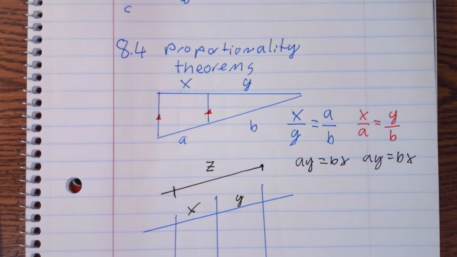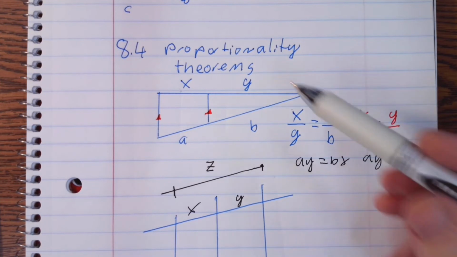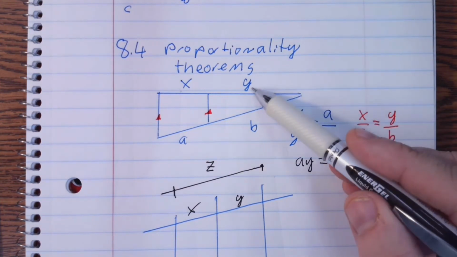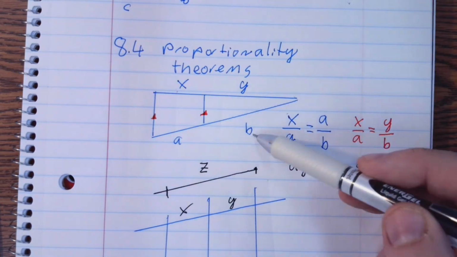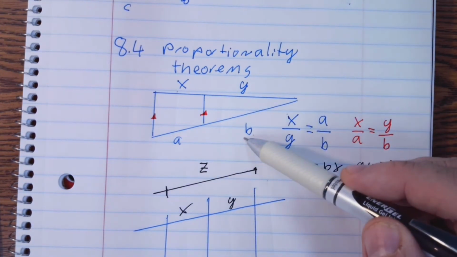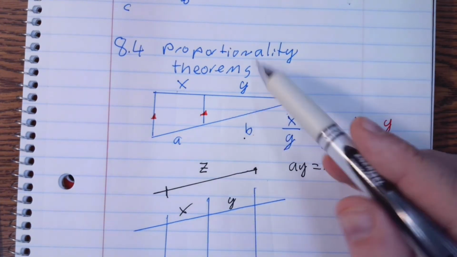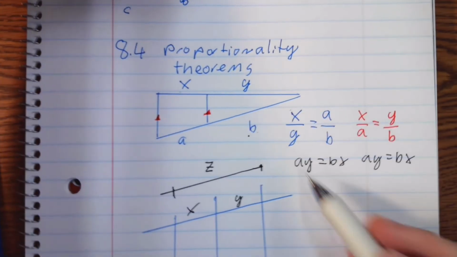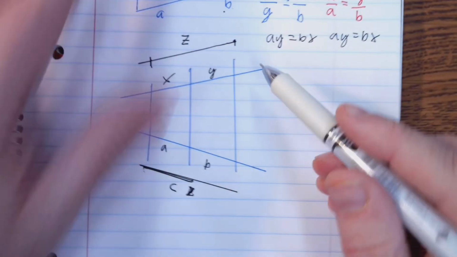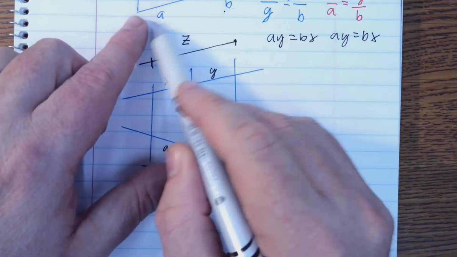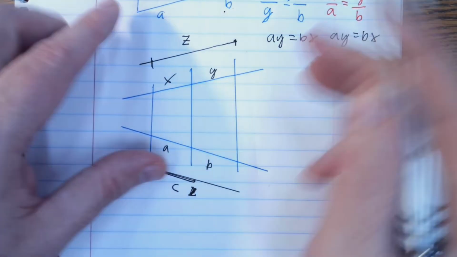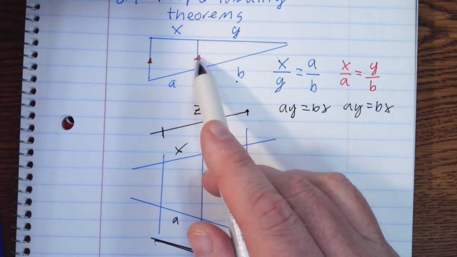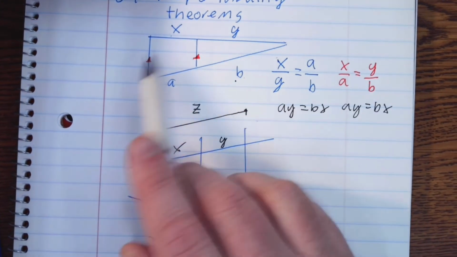And of course, we could also do the SAS, where we do y over x plus y, or b over a plus b. So really the goal is for you to use the easiest way for you to solve the problem. Okay, moving on to the next one. Of course, the converse: if this proportion works, that means that these are parallel. If these aren't parallel, then it doesn't work. They have to be parallel.